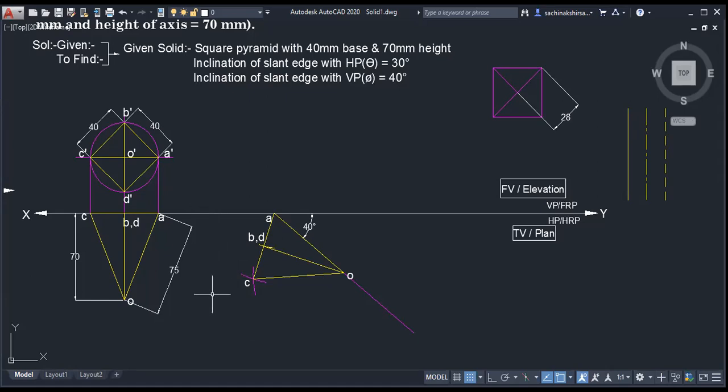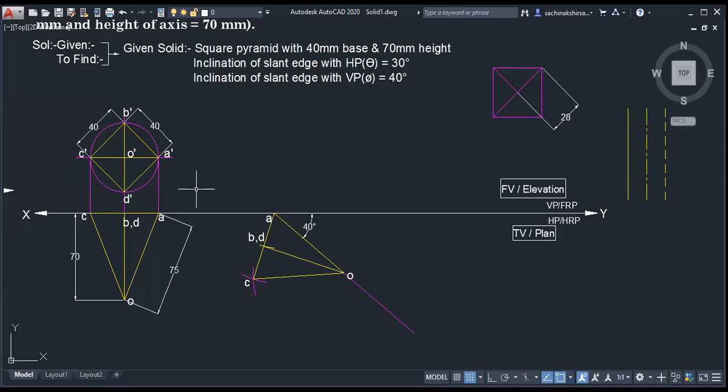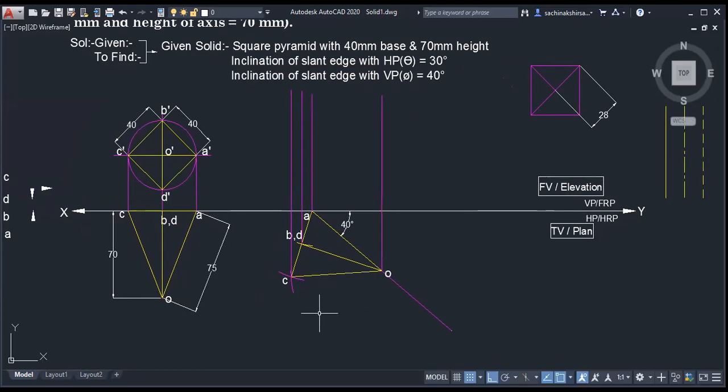Simply we have to draw projection lines now. How will be the projection lines now? Vertically upward. Draw it. How many projection lines are coming? Let me know. 4. Okay, 4 lines are coming.